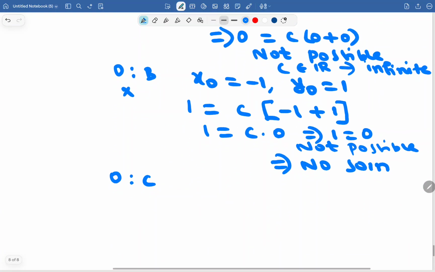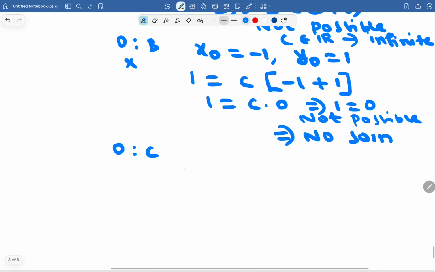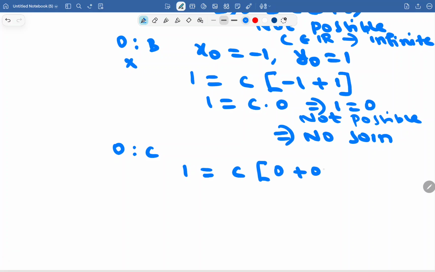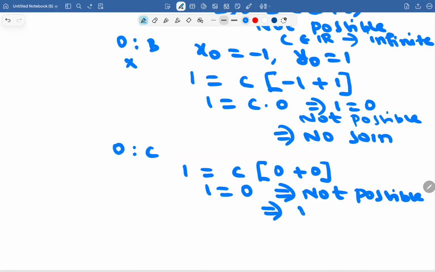Option C, x naught 0, y naught 1. 1 equals c into 0 plus 0, again 1 equal to 0, not possible. This implies no solution. Option C is the wrong one. Option D, x naught 2, y naught 1.